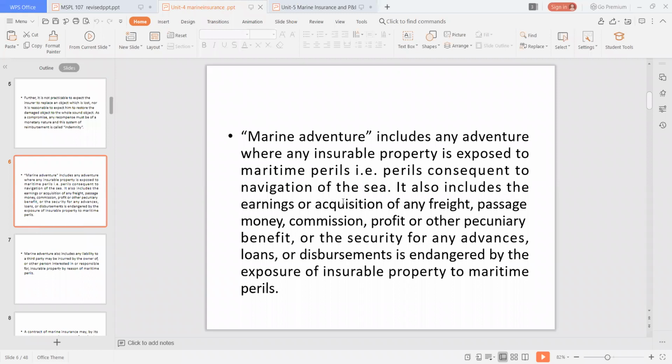Marine adventure includes any adventure where any insurable property is exposed to maritime perils, that is, perils consequent to navigation of the sea. It also includes the earnings or acquisition of any freight, passage money, commission, profit, or other pecuniary benefit, or where the security for any advances, loans, or disbursements is endangered by the exposure of insurable property to the maritime perils.